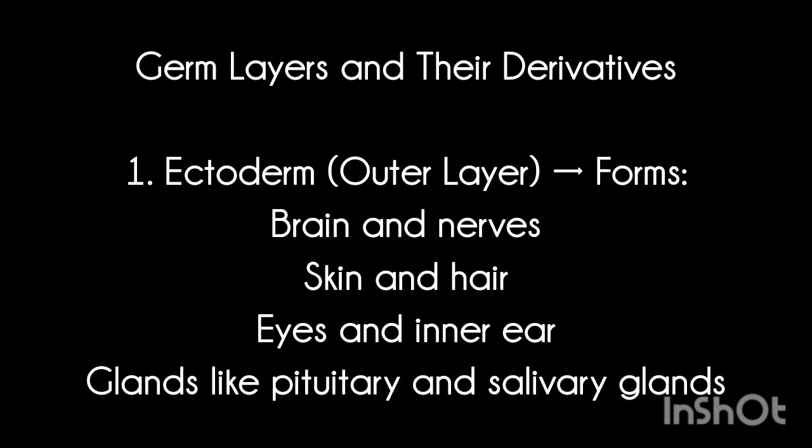4. Germ layers and their derivatives. 1. Ectoderm, outer layer, forms: brain and nerves, skin and hair, eyes and inner ear, glands like pituitary and salivary glands.